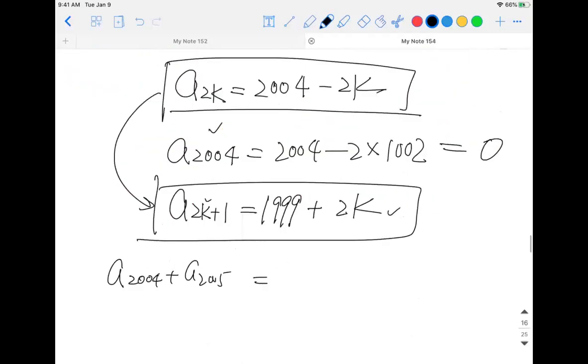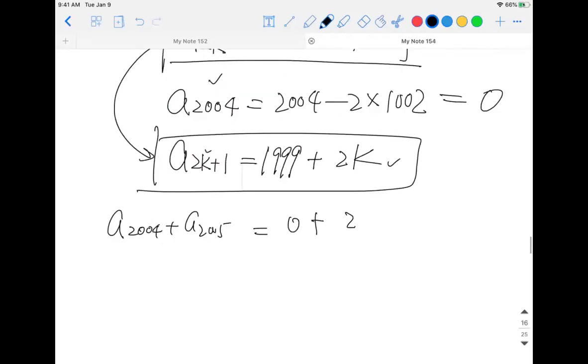This is going to be 0 plus, I think that's going to be what? 5004, right? 5004, 4005. All right?